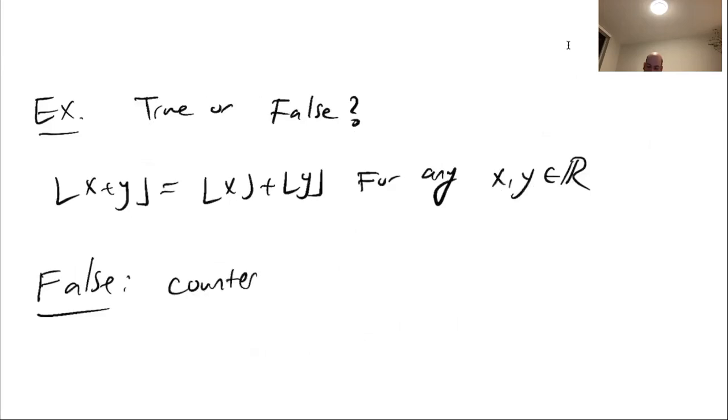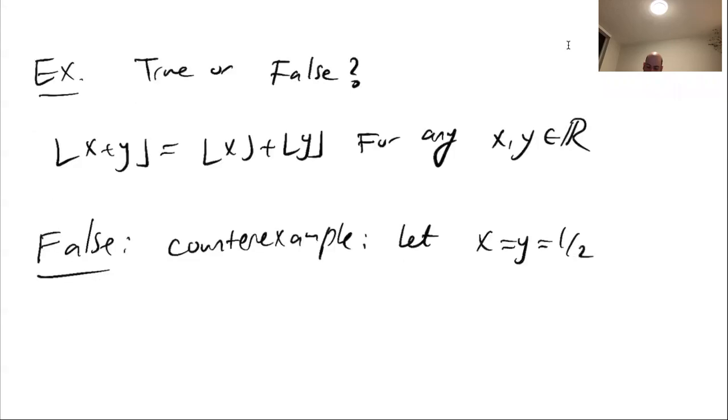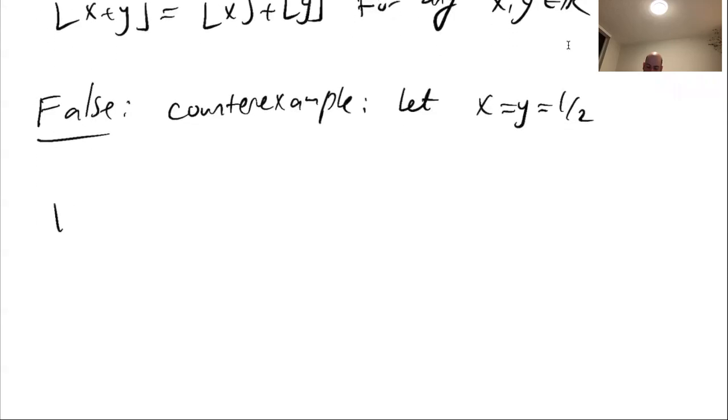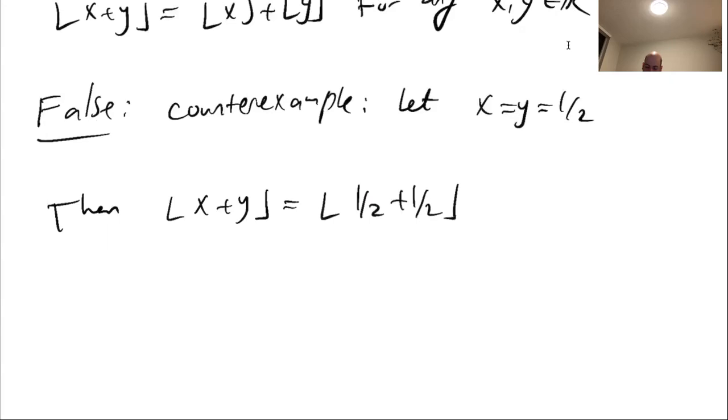Counterexample. Let x equals y equals 1/2, both of them 1/2. Then x plus y would be how much? The left-hand side, floor of x plus y, would be floor of 1/2 plus 1/2, which means floor of 1, which is 1.